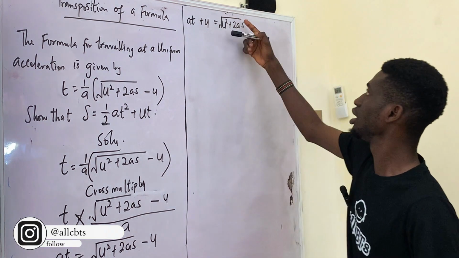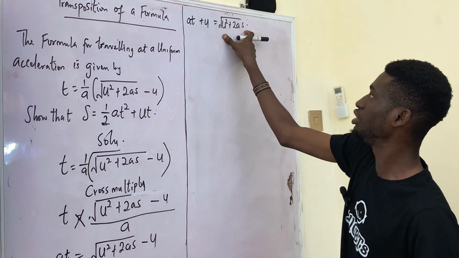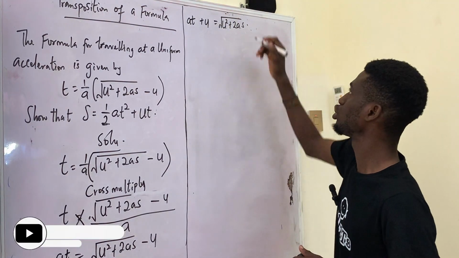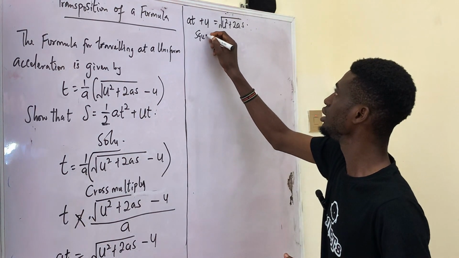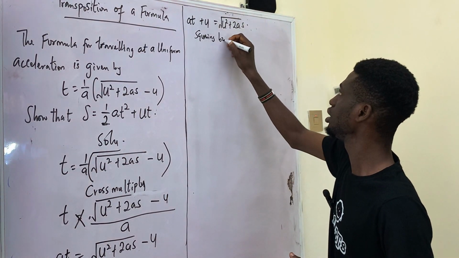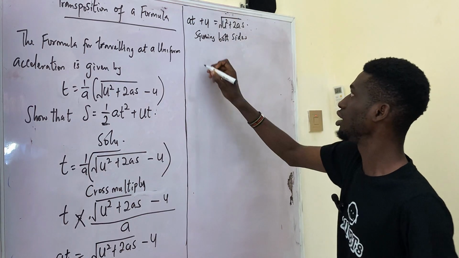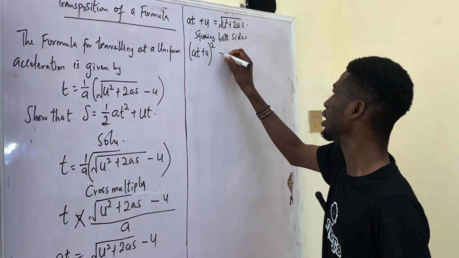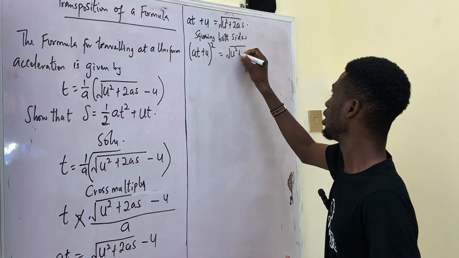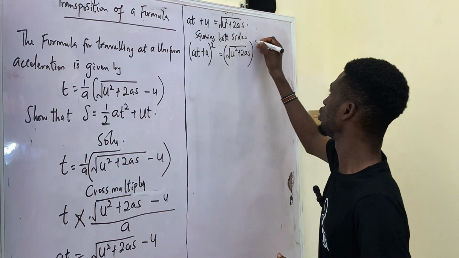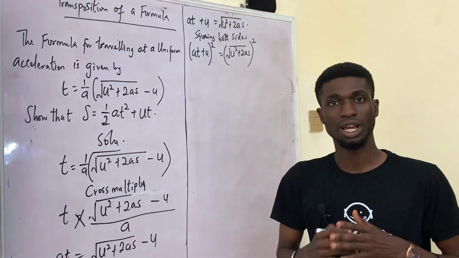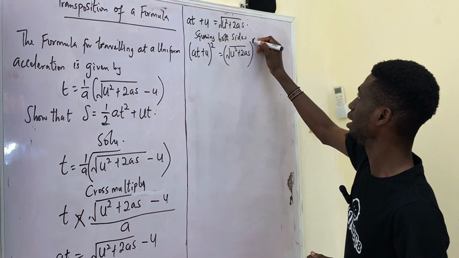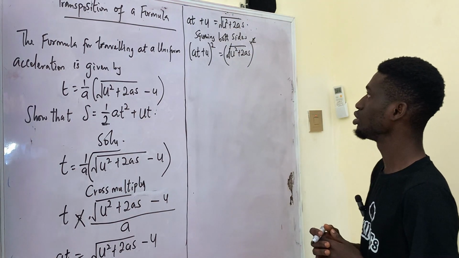Now if you look at it, the square root is part of this variable. Now, if you want to eliminate the square root, what are you going to do? You square both sides. So squaring, that's the next step to take, squaring both sides. So I'm going to have at plus u all squared equals square root of u squared plus 2ax all squared. So it will be easy for me to eliminate my square root. So my square is going to eliminate my square root.